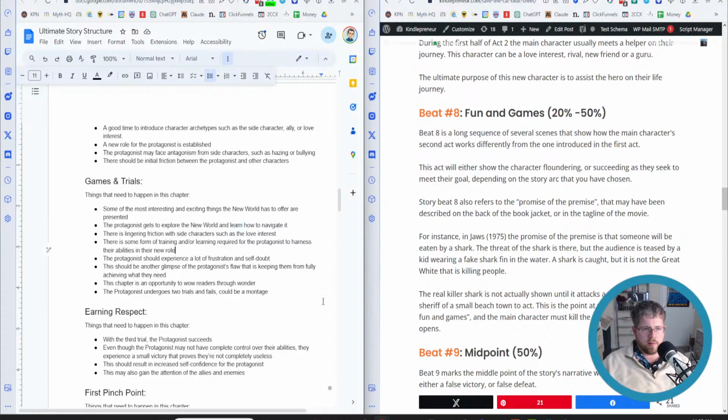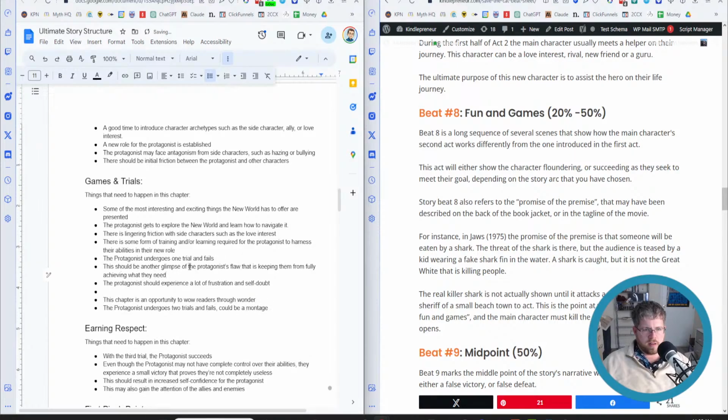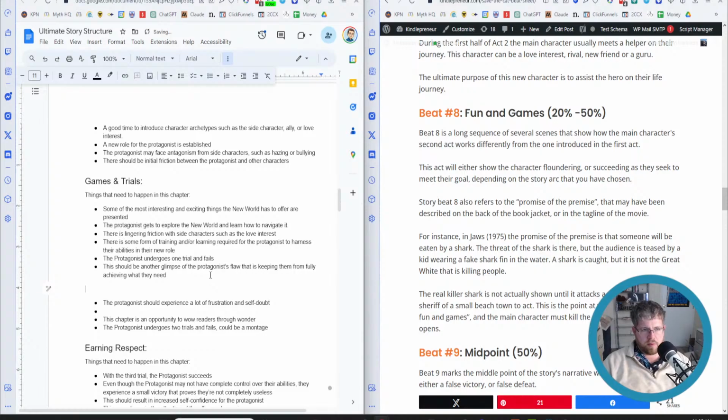All right, and then we're going to add: the protagonist undergoes one trial and fails. The protagonist should experience a lot of frustration and self-doubt. Well, we'll get to that. Put this here. This could be another glimpse of the protagonist's flaws, keeping them from fully achieving what they need. All right, and then we're going to enter a new chapter.